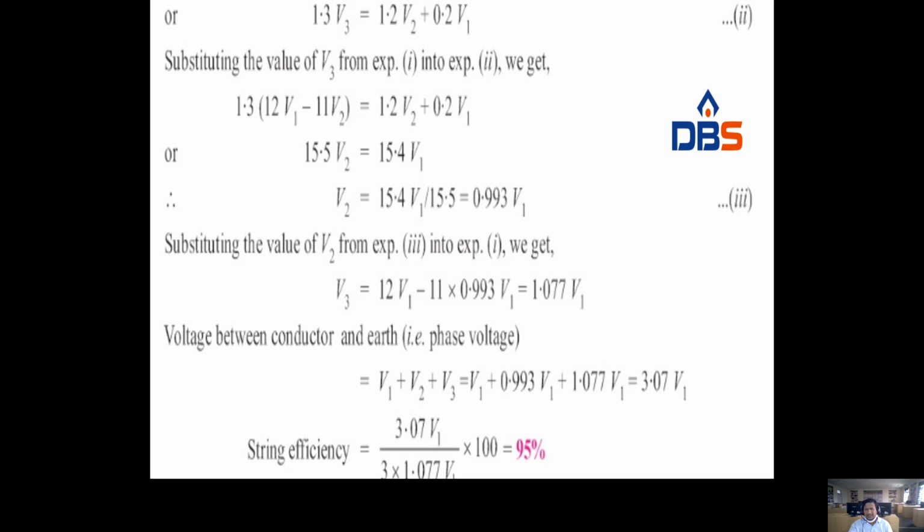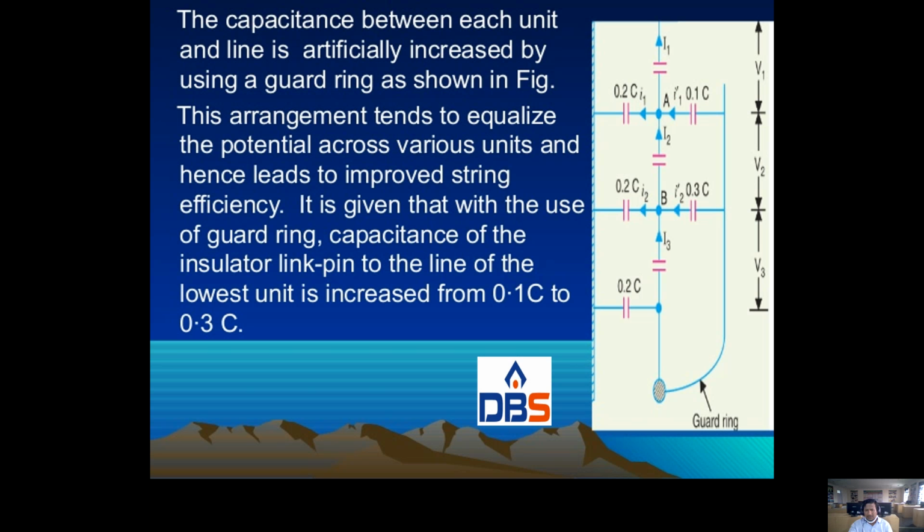So like this, we have to determine the string efficiency clearly. First of all, just observe what is the shunt capacitance and what is the guard ring capacitance. The link pin to line capacitance of the lowest unit is increased from 0.1 C to 0.3 C. That is the guard ring. So once you draw the diagram, then you can easily determine the K values. Apply KCL at junction A, junction B, substitute all these things and determine V1, V2, V3, then easily determine the string efficiency.